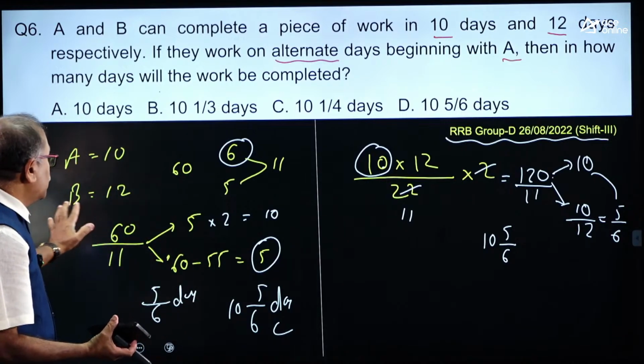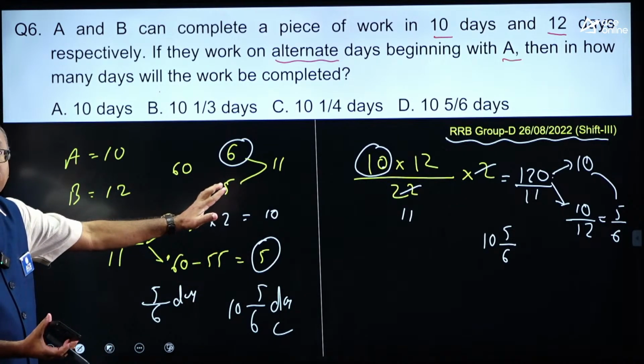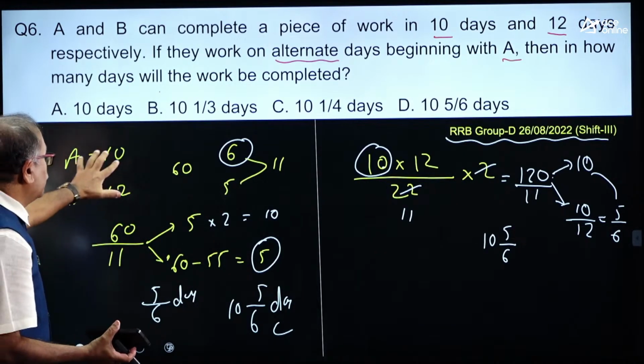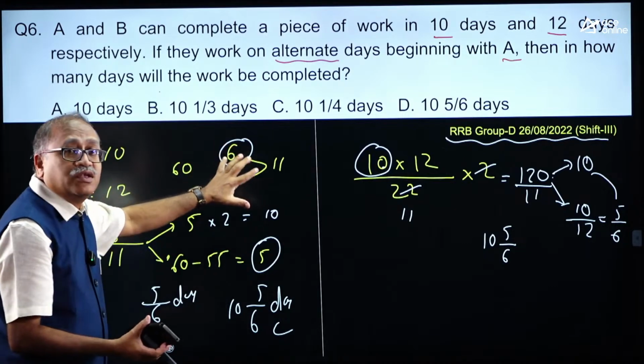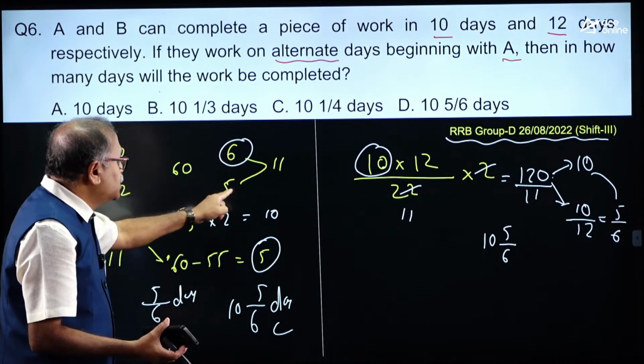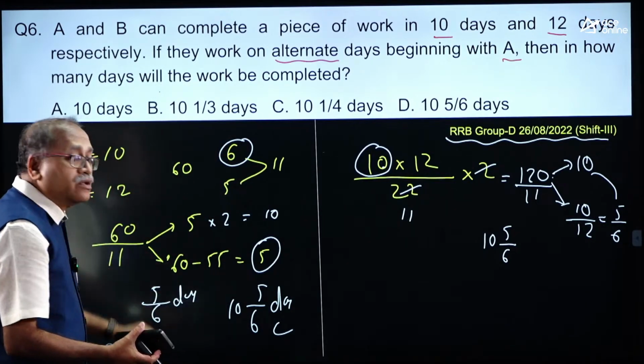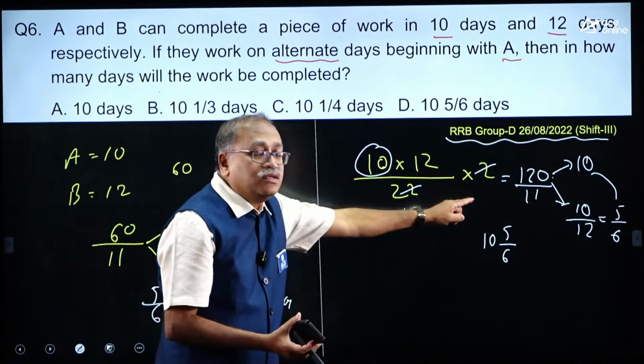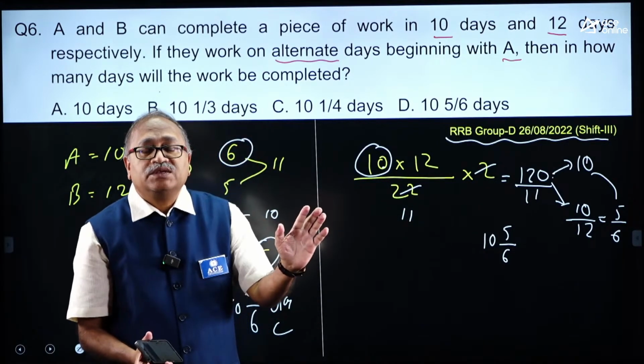But look at the volume of writing. On my left hand side, I have to take the LCM, I have to find out the number of units A completes, B completes, and another calculation is there. Here the question can be answered in a simple way.